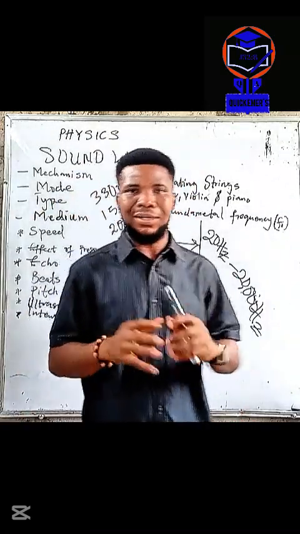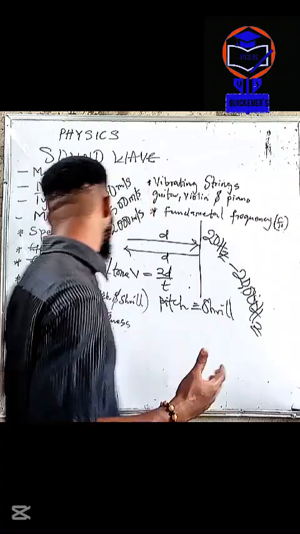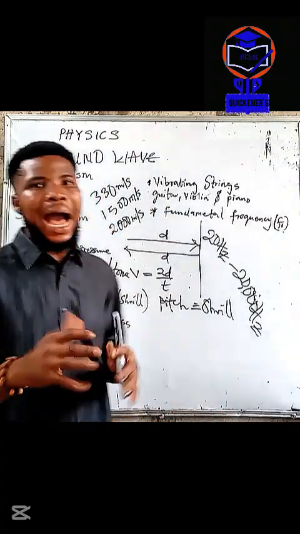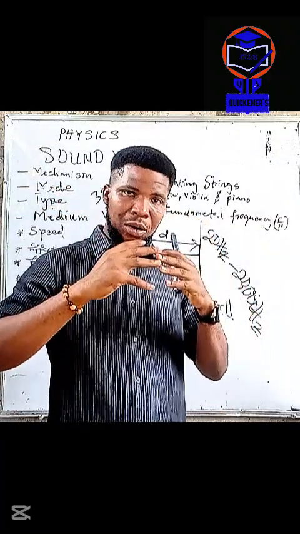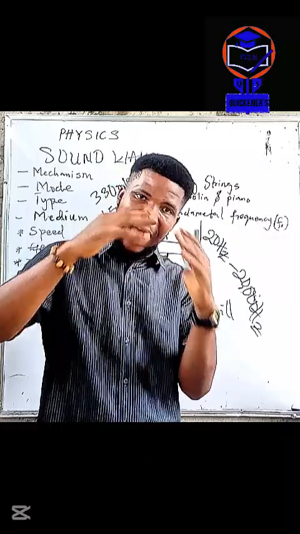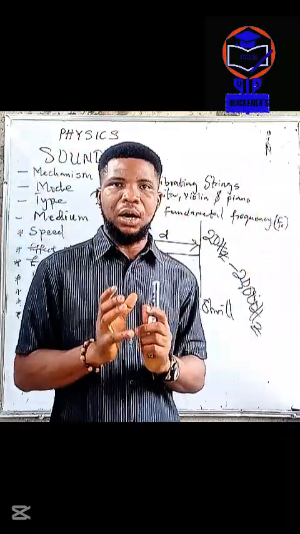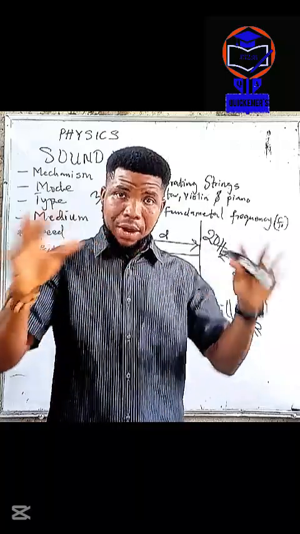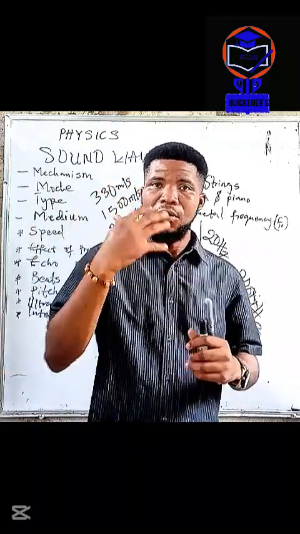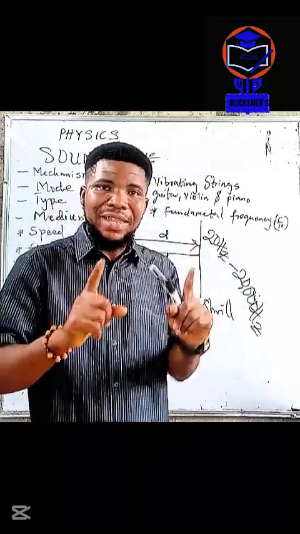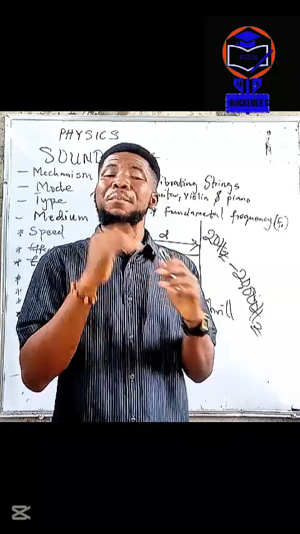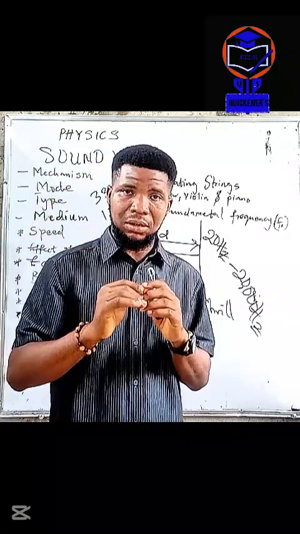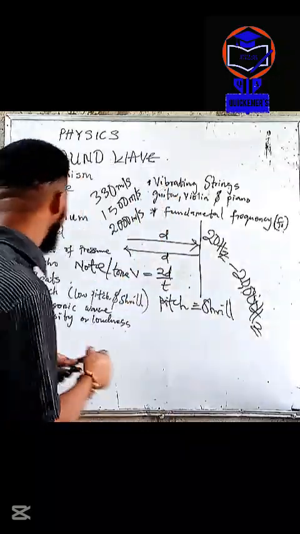So now we have intensity. Intensity talks about loudness. You can say intensity or loudness. This is about the power of sound transmitted within an area. It's a measure of the power of sound transmitted within an area per unit time. You understand? Now, intensity is dependent on the amplitude of the sound. Take note.